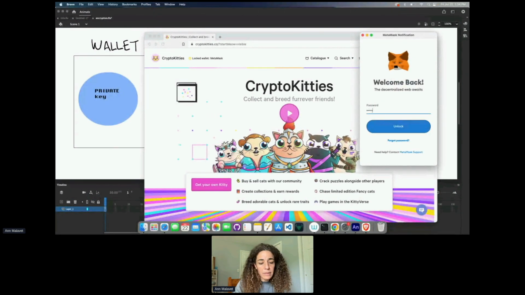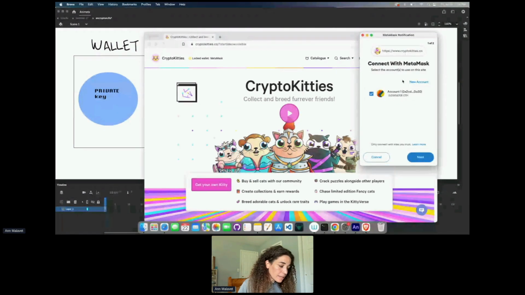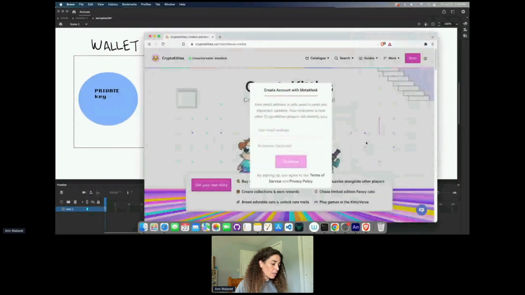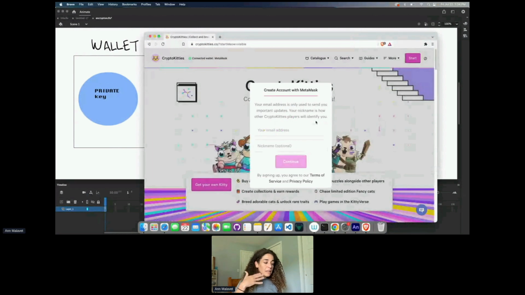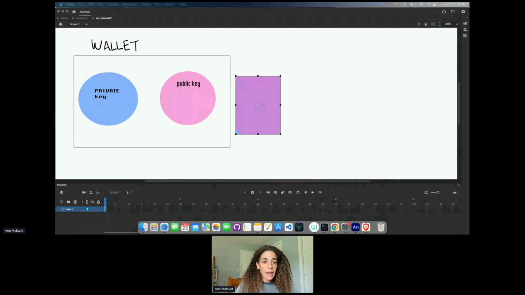So this is my MetaMask. What is my password? Connect with MetaMask, and I will just say next. Connect to account. I'll say connect. And so this is me logging in. The only identity that I'm using is my wallet here. So this is using blockchain to log me in. I'm not doing any other transactions. It's just identifying me as the person with this wallet.